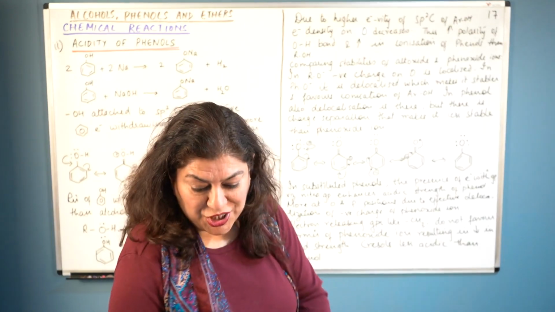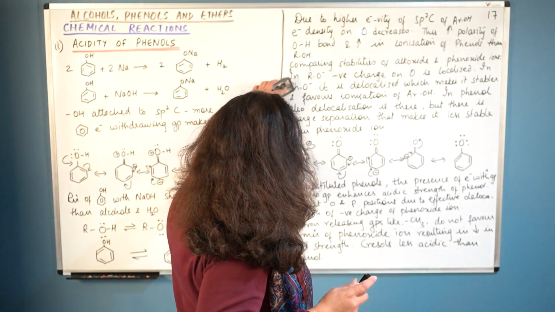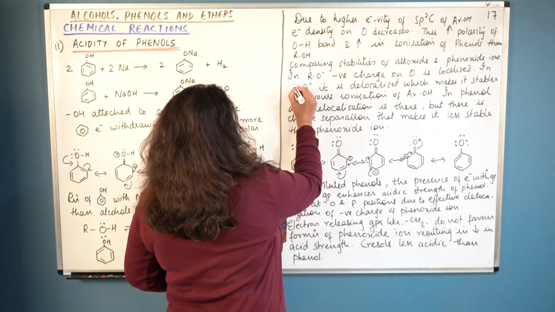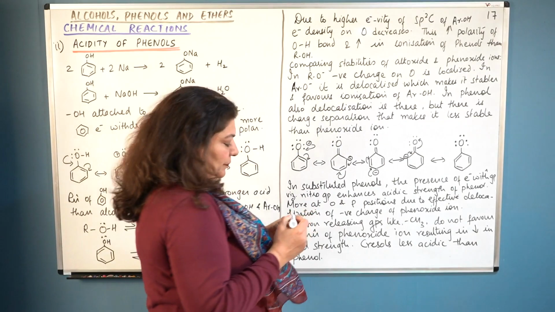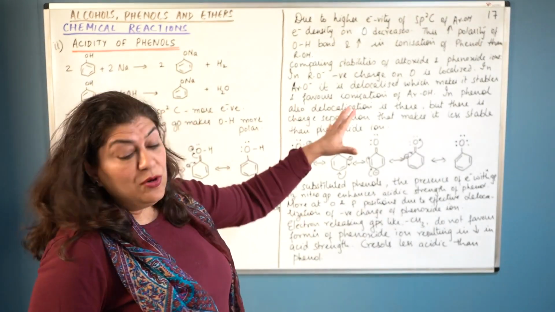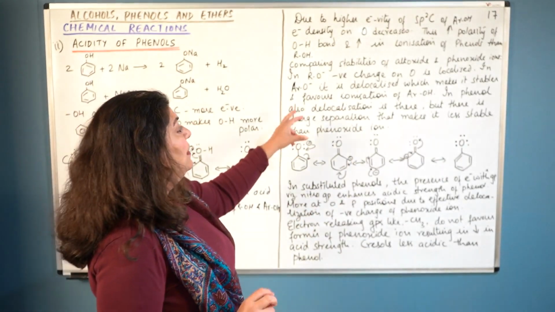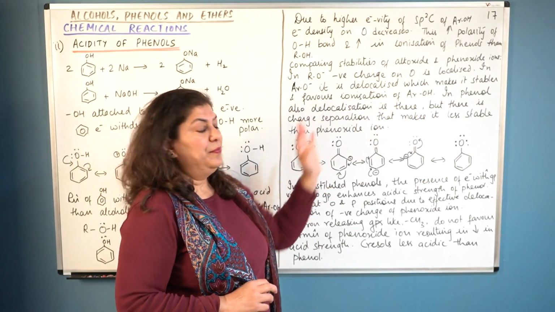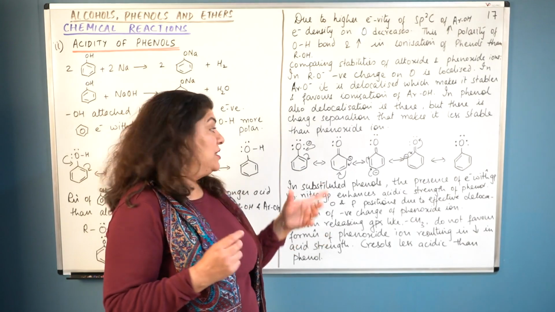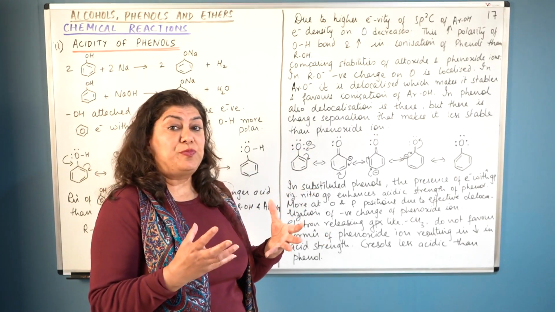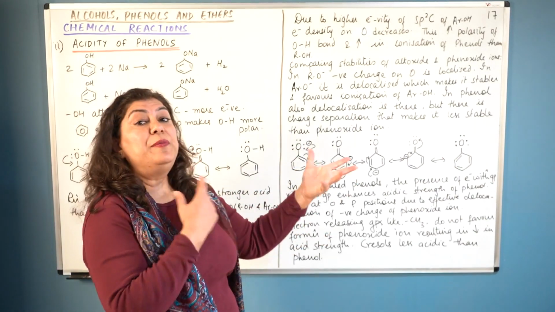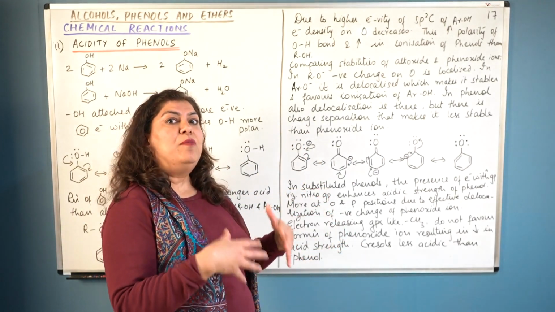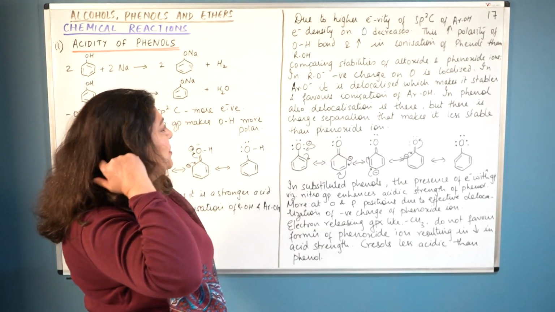Sorry, I've written the wrong symbol. It should be ArO negative. In the case of the phenoxide ion, it is delocalized, which makes it stabler and favors ionization of the phenol, ArOH. It favors the ionization because the phenoxide ion, which is produced as a result of liberation of H positive ion, is more stable due to resonance.